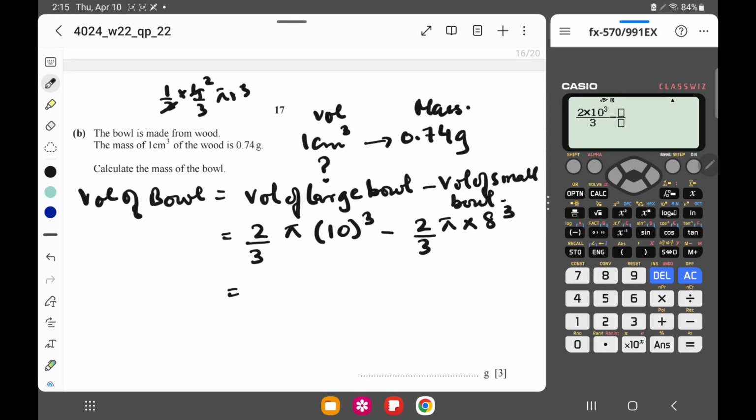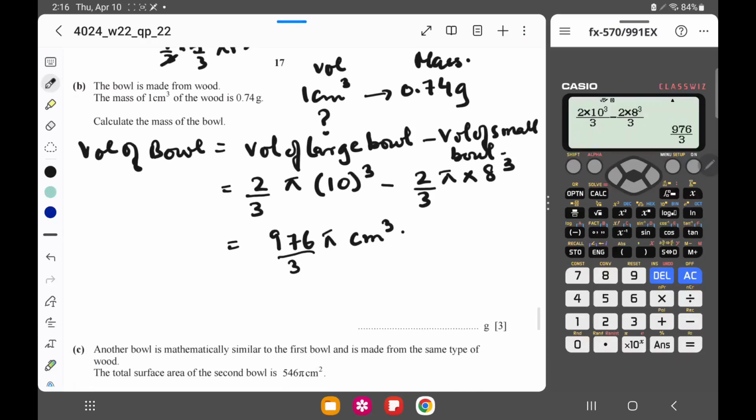you can find the answer separately as well, 2 into 8 cube, also divided by 3. So that is equal to 976 upon 3 pi cubic centimeters. That is the answer for the volume of the bowl.